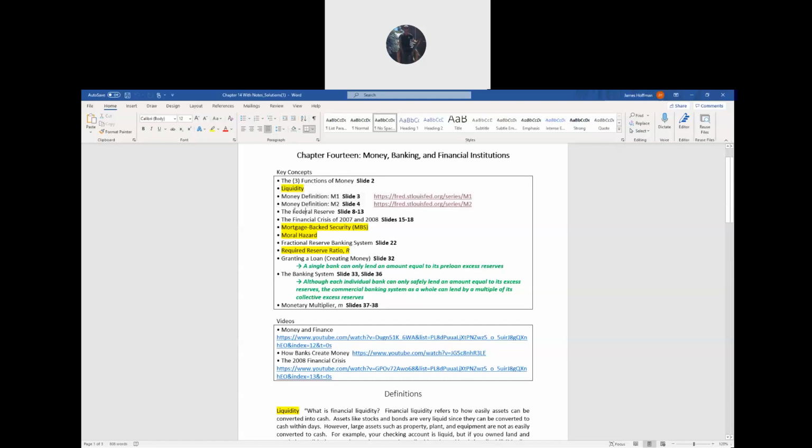And we talked about the Federal Reserve, which is the central bank of the U.S. A little bit about the mortgage crisis and the financial crisis of 2007, 2008, which was caused by the mortgage-backed security collapse and the design of that system. A little bit about the actual fractional reserve system, the reserve ratio, and how banks create money by lending, and also how one bank's excess reserve lending can lead to a multiple in the whole banking system, which is determined by the monetary multiplier.